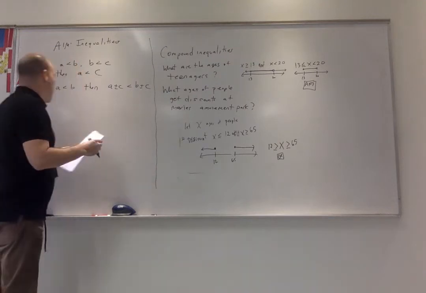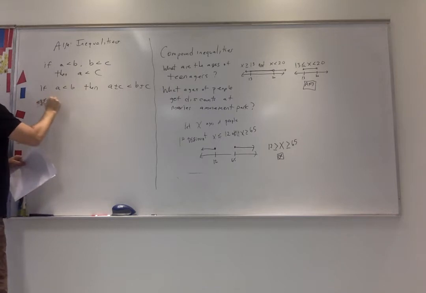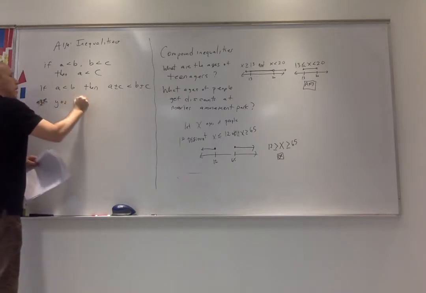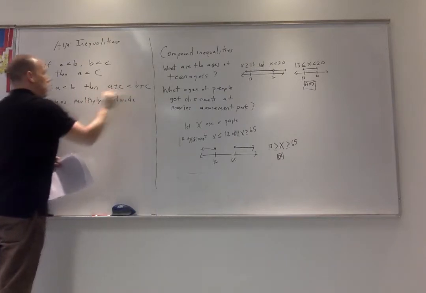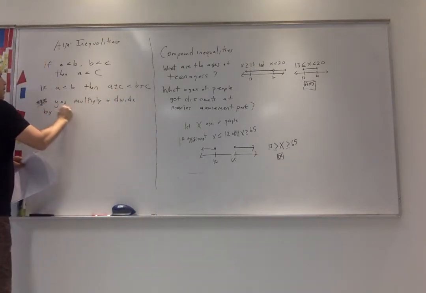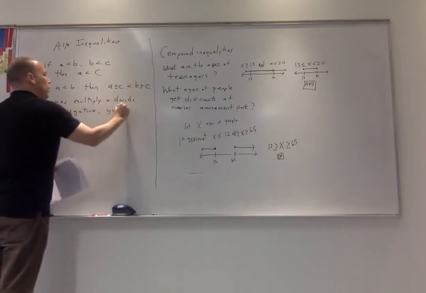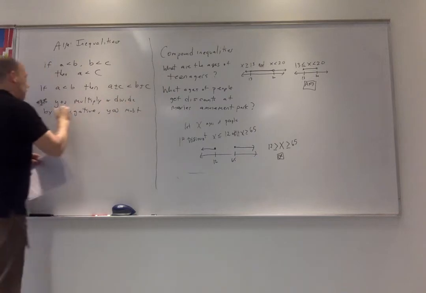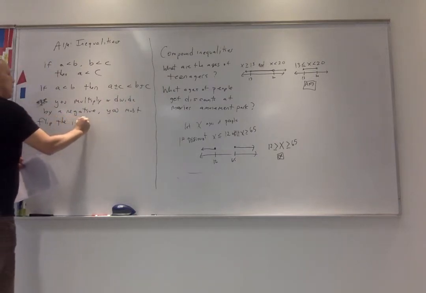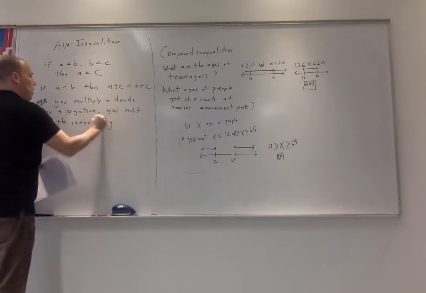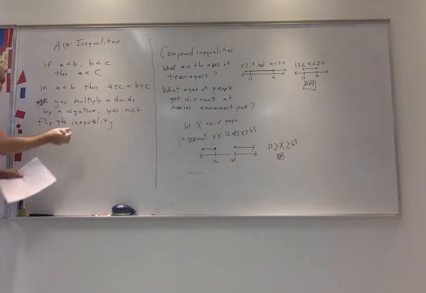But there is a little thing. If you multiply or divide by a negative, you must flip the inequality. Right? So let's take a look at some examples.